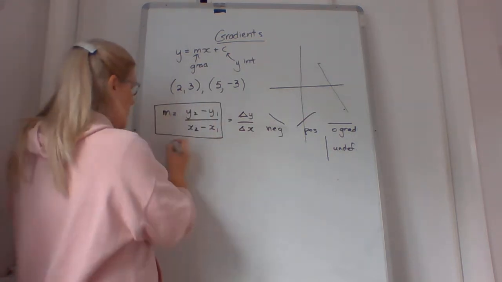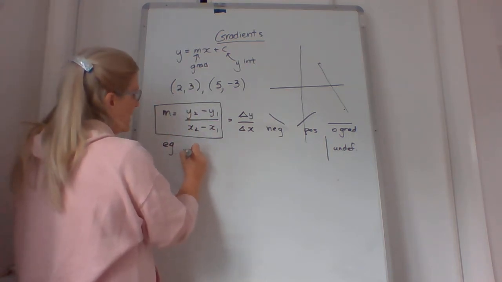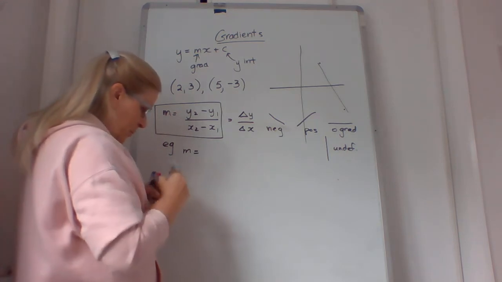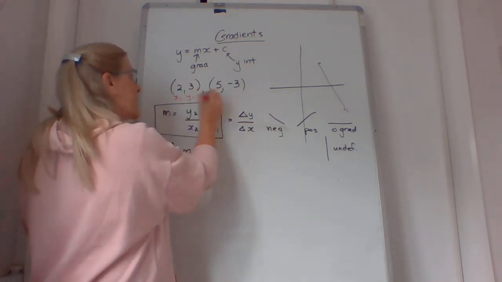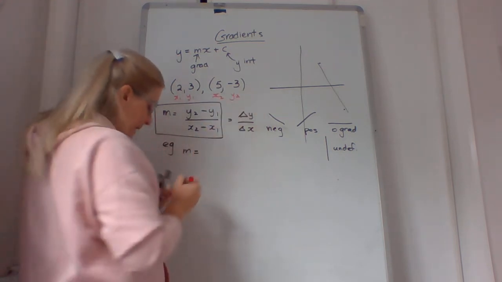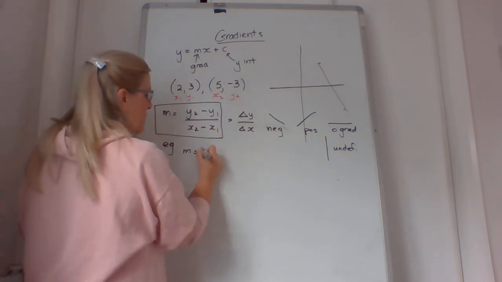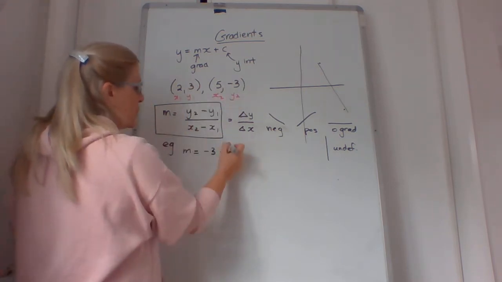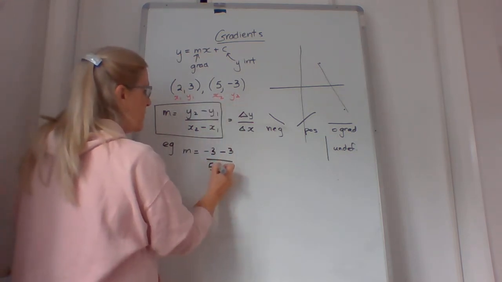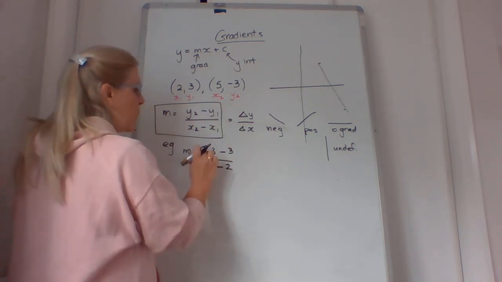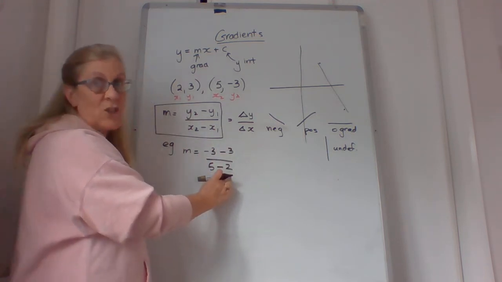So if we've got 2 points, these two here, then we've got m equals, right, label the points. Don't forget to label the points every single time: x1, y1, x2, y2, and carefully put them in your formula. So y2 is -3 minus y1 is 3, over x2 is 5 minus x1 is 2. So y2 minus y1 over x2 minus x1. Make sure you do that.